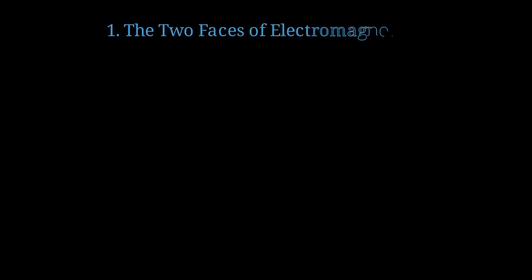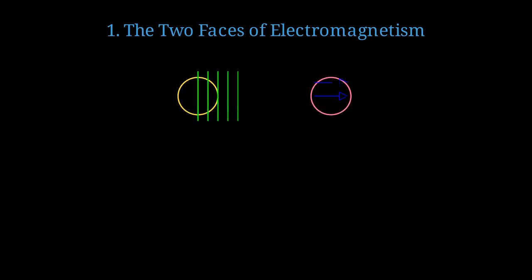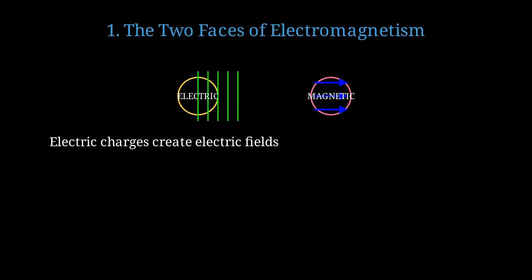Let's start by understanding the two components, electricity and magnetism. Electricity involves electric fields and charges, shown here with vertical field lines. Magnetism involves magnetic fields and poles, shown with curved field lines. Electric charges, whether positive or negative, create electric fields around them that can exert forces on other charges. When electric charges move, they create magnetic fields, revealing the deep connection between electricity and magnetism.